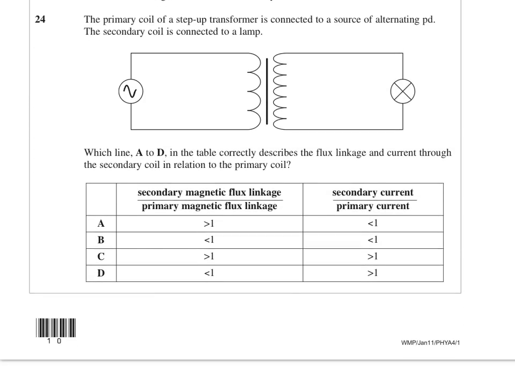The primary coil of a step-up transformer is connected to a source of alternating potential difference. The secondary coil is connected to a lamp. Which line A to D in the table correctly describes the flux linkage and the current passing through the secondary coil in relation to the primary coil?